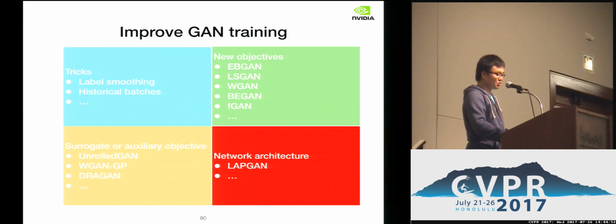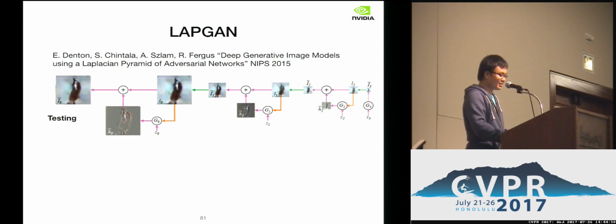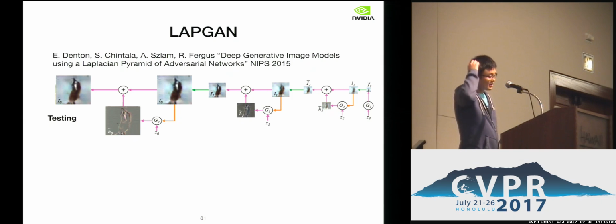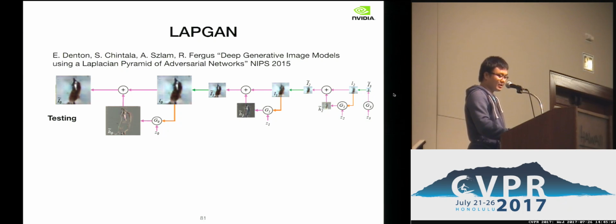And another thing people do to improve GAN training is to change the network architecture. Here we have Laplacian GAN, which is based on the image pyramid idea. So you go from right to left. Basically you have a G3 generator that converts a random vector to a small resolution image, and you upsample the image.